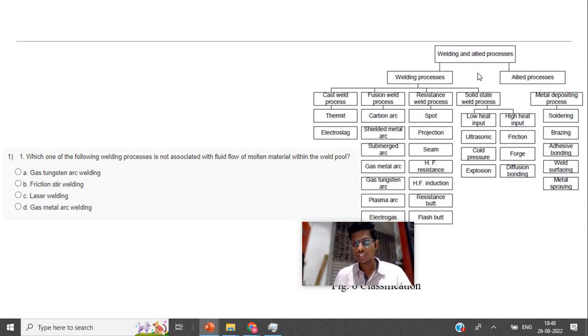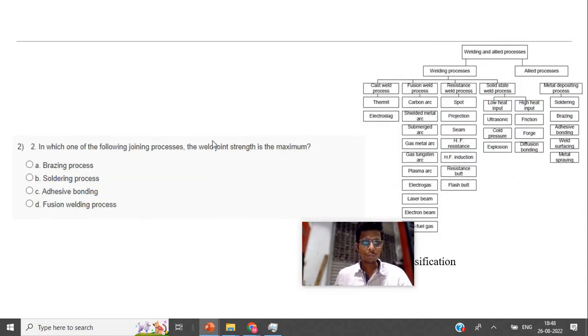Friction welding is a solid state welding process, so there won't be any fluid flow. Like this, first you need to go for the basics, then you need to see the process. Similarly, brazing and soldering: why is the joint strength lower? Fusion welding and allied processes like soldering and brazing. Obviously the strength will be less because it is a wetting and joining action there, whereas in fusion welding it is melting and forming a homogeneous structure. So you need to approach any process like that.